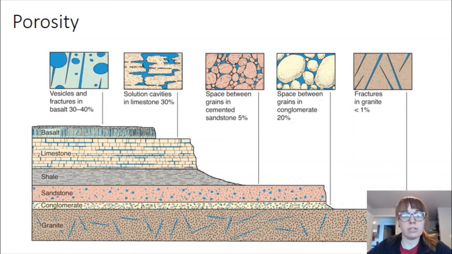This picture here is just to show that not only is porosity impacted by grain sorting, packing, and rounding, but it is also impacted by fracturing or dissolution within your rocks. So we're going to increase porosity when we have fracturing or any type of dissolution cavities within our rocks, and we're going to decrease our porosity through compaction and cementation. So as rocks get more compacted and more cemented, they are going to decrease in porosity.